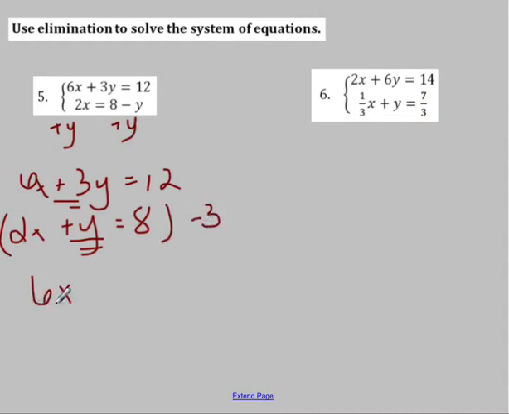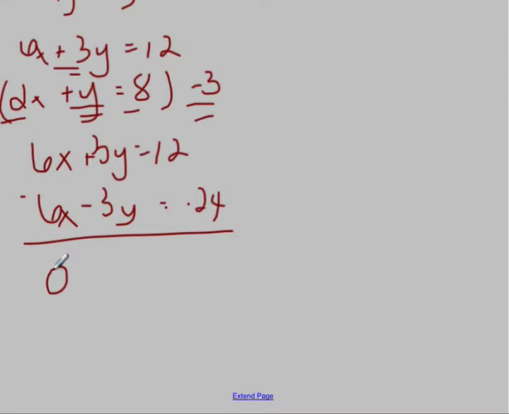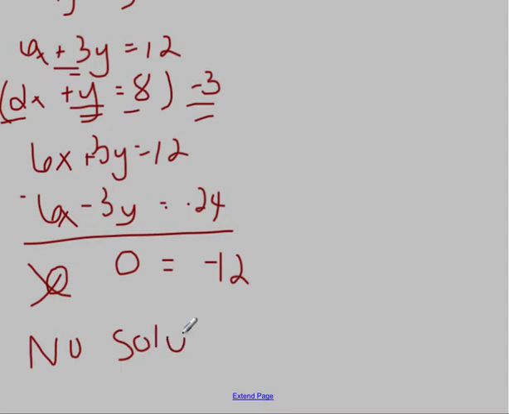So then I get 6x plus 3y is equal to 12. Now 2 times negative 3 is negative 6. Then we get negative 3y, and 8 times negative 3 is negative 24. So what's going to happen is when I add these together, everything on this side is going to cancel. And on this side, I'm left with negative 12. So I'm left with 0 is equal to negative 12. Well, that's not a true statement. So because what is left over is not a true statement, this has no solution.